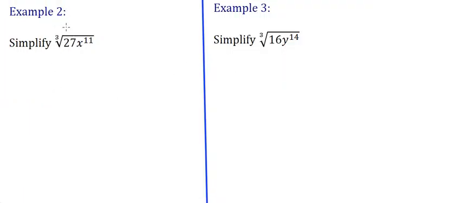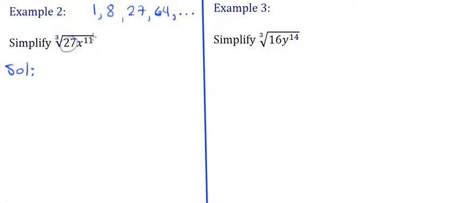Let's take a look at example number 2. This time they want you to simplify the cube root of 27 times x to the 11. Notice there is a variable attached to the number, right? So now, the solution. When you look at this number 27, remember that the cube numbers are 1, 8, 27, 64, and so on, right? We notice right away that 27 is a cube number, so we don't need to factor this because its cube root will be exact.